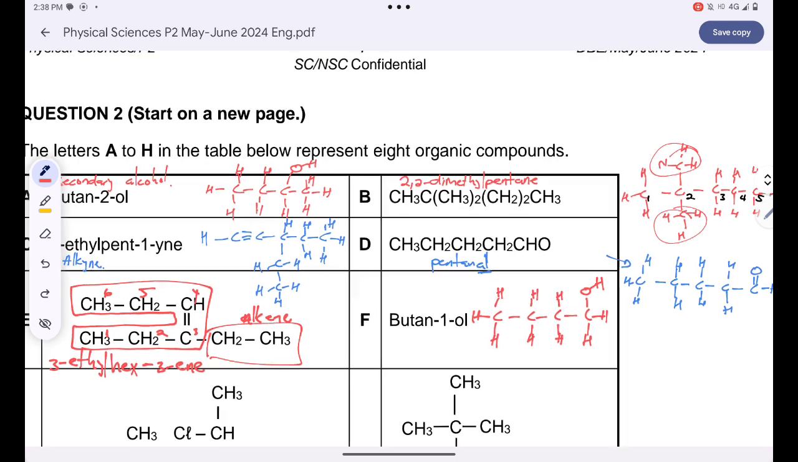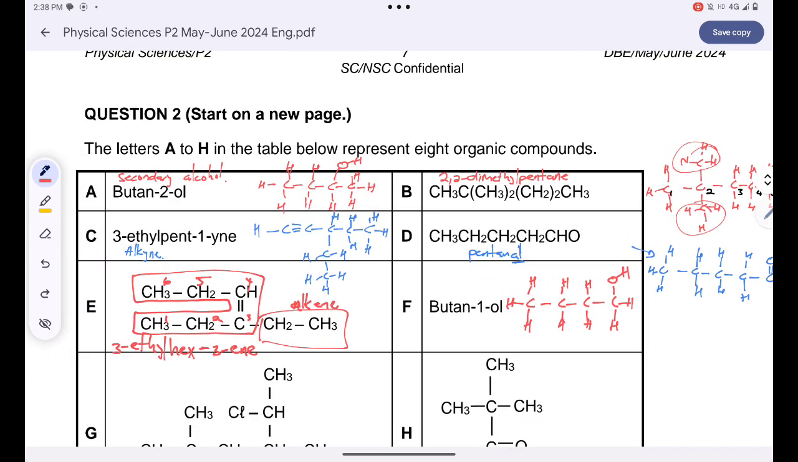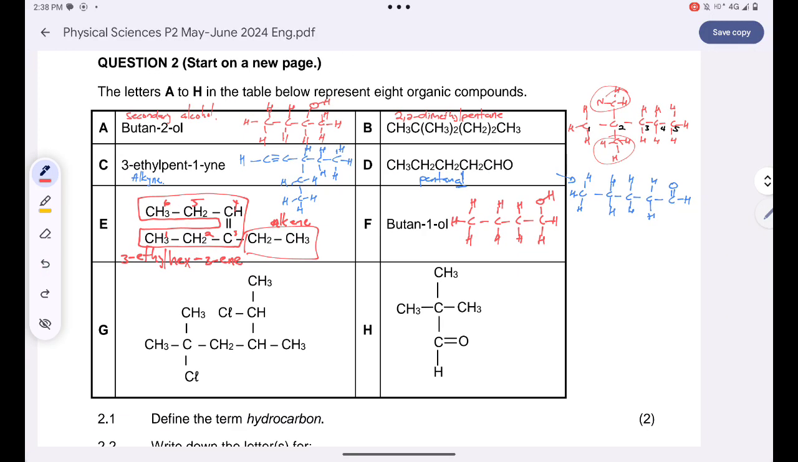Okay, we can see that both compounds A and F, both of them are alcohols with straight chains, and on those straight chains they have 4 carbons. The only difference is the position of our hydroxyl group. So basically compounds A and F are just positional isomers. Okay, now let's go to compound G.